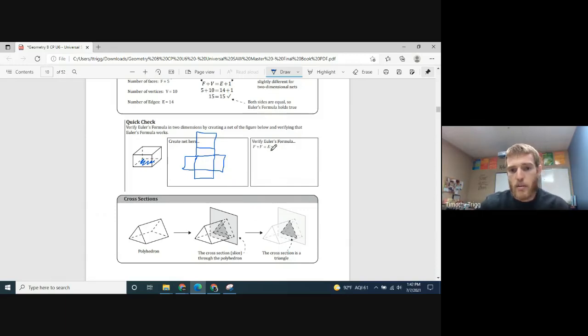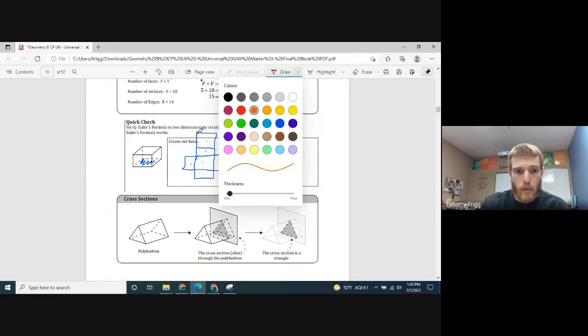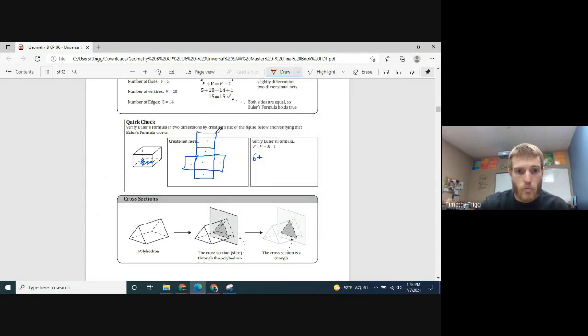Now let's verify Euler's formula. So first, the number of faces. Well, that's 6 faces. 1, 2, 3, 4, 5, 6. 6 faces. Plus the number of vertices. So for the vertices, I'm going to go and draw them orange. So this would be 1, 2, 3, 4, 5, 6, 7, 8, 9, 10, 11, 12, 13, 14 vertices.